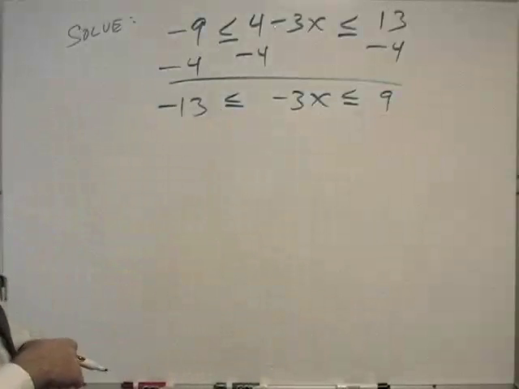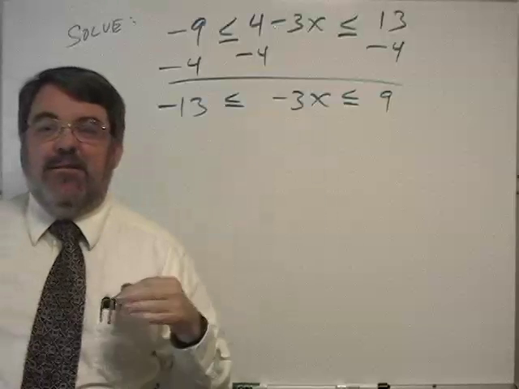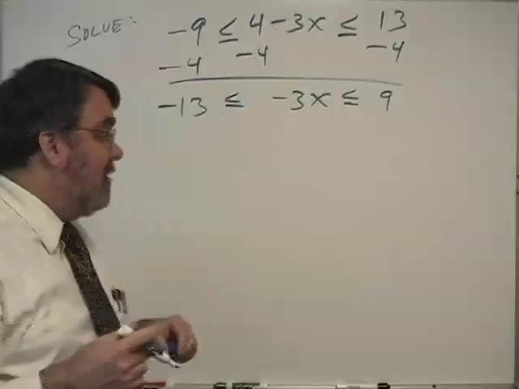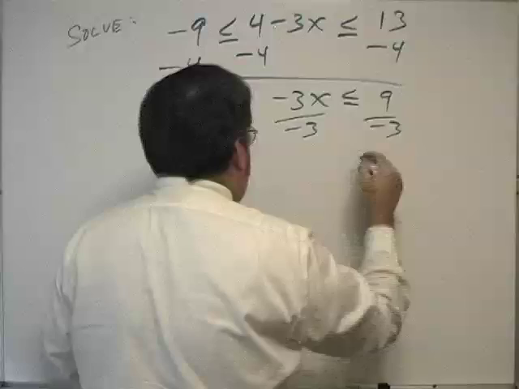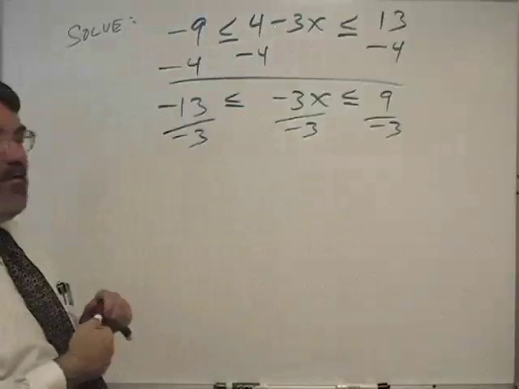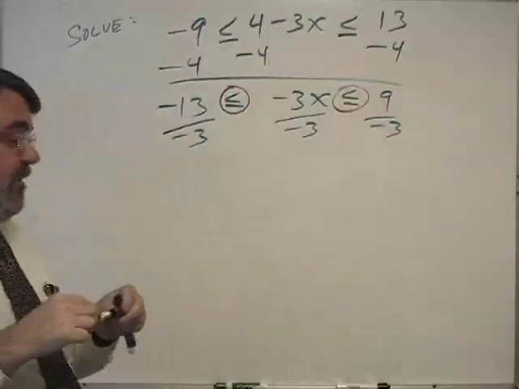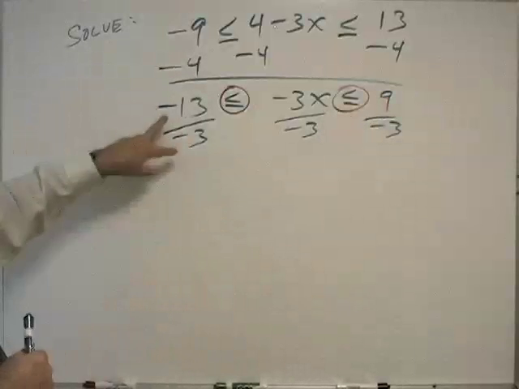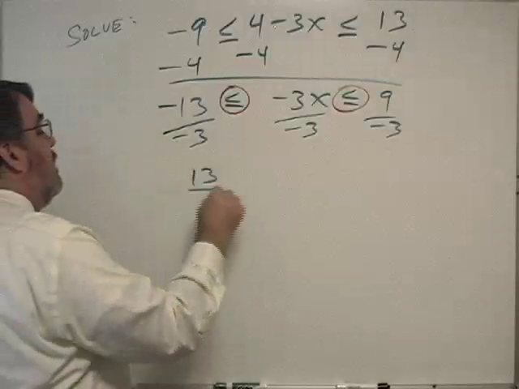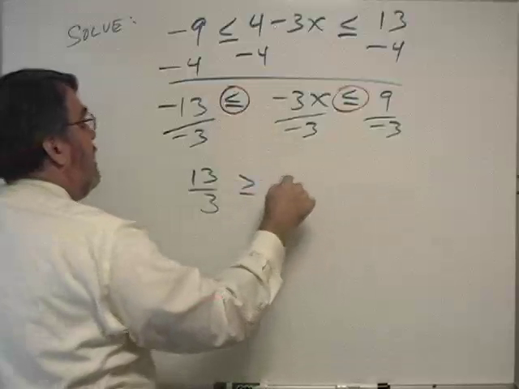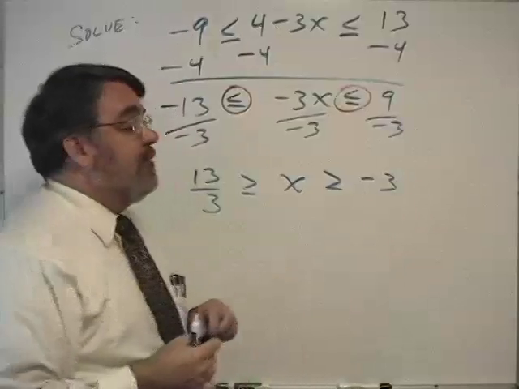Okay? Now our next step, careful, because to solve for x, I need to divide by negative 3. So dividing by a negative does what? That changes our inequality symbols. So I'm going to need to switch those around. And here, the two negatives cancel, so let's cancel them. That's just 13/3 is greater than or equal to x, which is greater than or equal to negative 3.